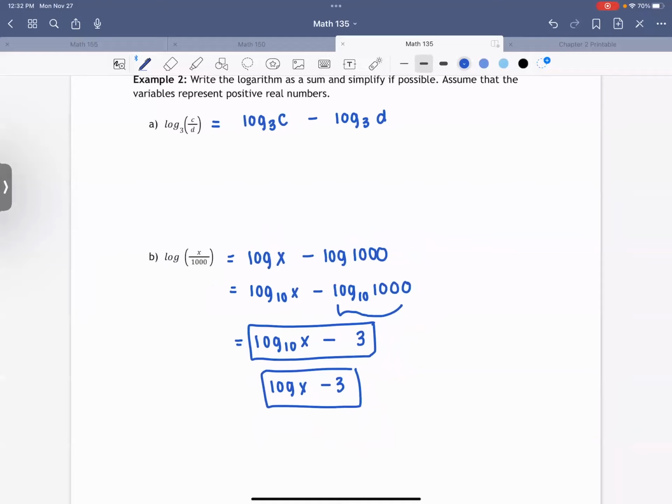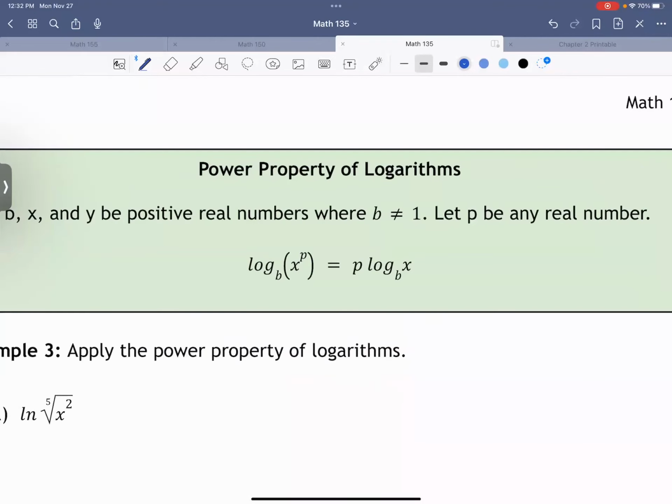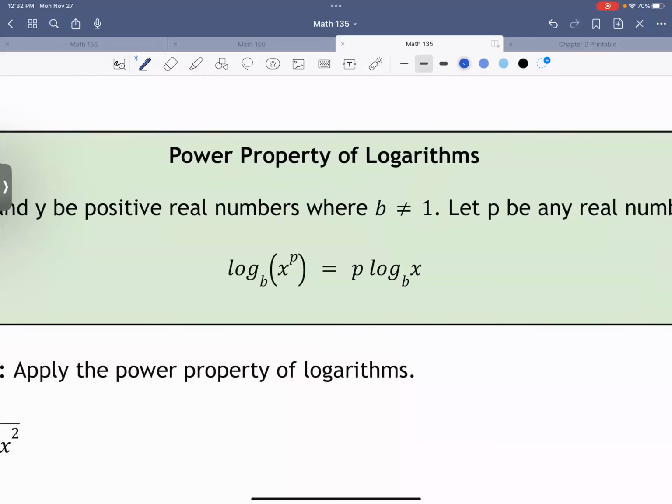All right, let's go to our last property of logarithms. Now, this one's called the power property of logarithms, and it deals with powers, okay? Let's just say we have something to a power on the inside of the log, okay? We can actually bring this power up to the front of the log, and it becomes p log base b of x, okay?